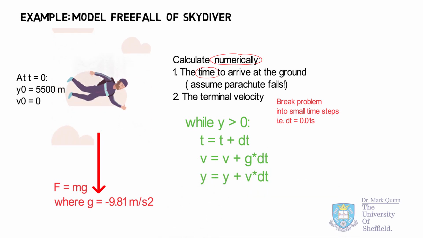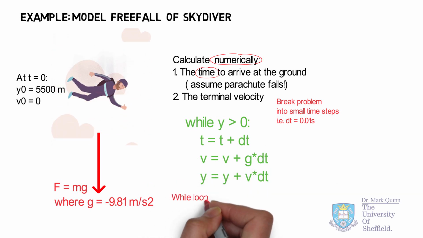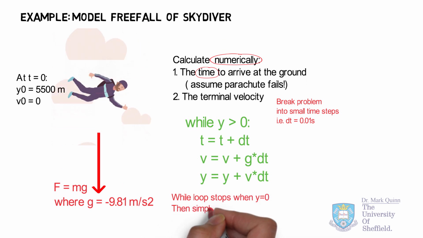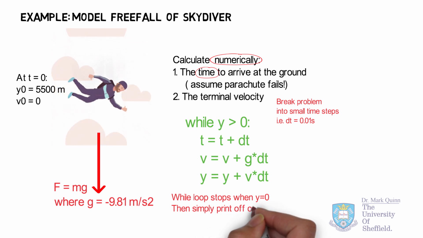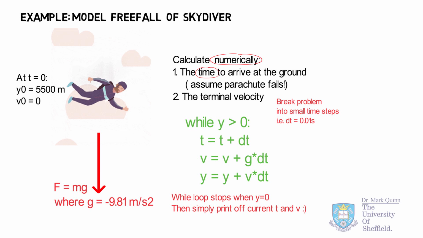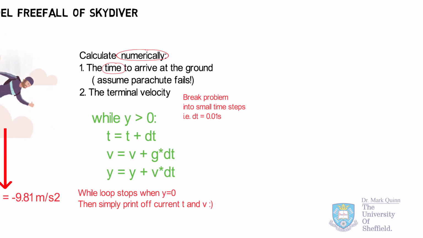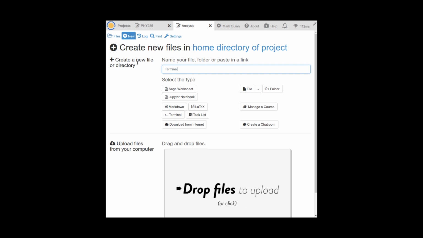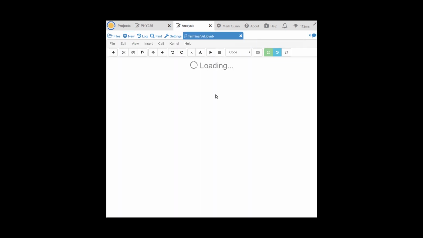While we're still above the ground, update time and update the velocity and then the position. When the position reaches 0, the skydiver hits the ground, and then we can simply calculate and print off the current time and velocity. Let's look at this in more detail by writing a simple program to calculate the velocity and the free fall time to the ground.